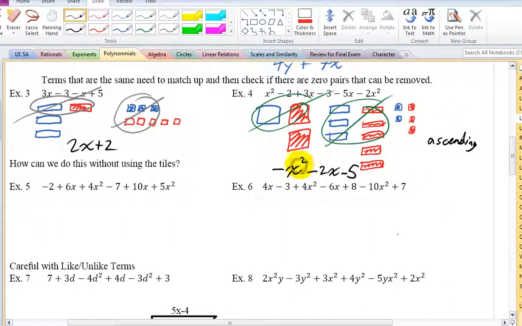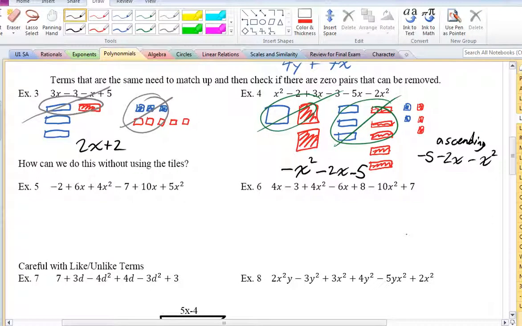This is descending, right? Degree 2, degree 1, degree 0. So ascending order is degree 0, degree 1, degree 2. So how can we do this without tiles? Without drawing? Yep. Add what though? What do you mean by them? What's that key word? The shape? Thank you. So what we want to do then is add or subtract, depending on their sign, coefficients.